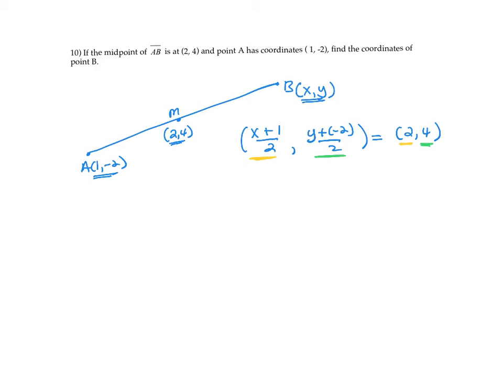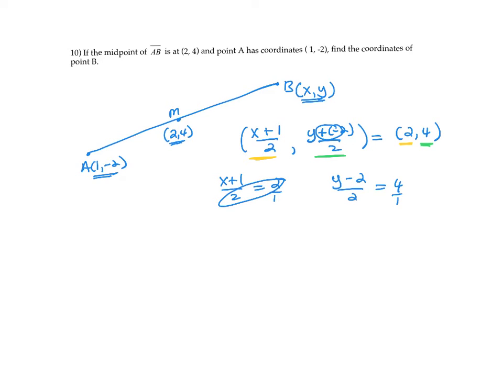So you can write that as an equation. You can say x plus 1 over 2 equals 2. And I'm going to say y minus 2 over 2 equals 4. Because adding a negative is a little bit cumbersome. So when we're adding a negative, it's the same as just doing subtraction. Right, if it helps, put the 2 over 1 and the 4 over 1. And what you have here is a proportion. So you can cross multiply.